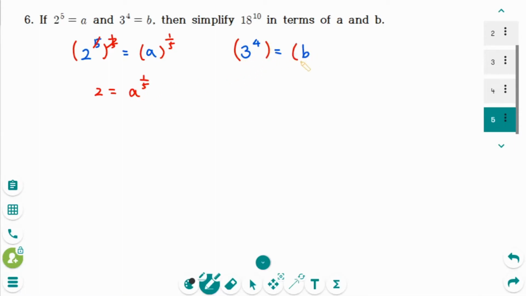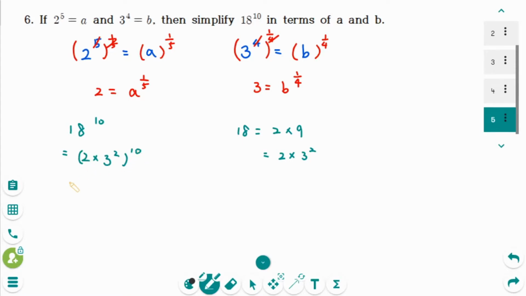Write the power of 1 over 4 on each side. Then 3 equals B to the power of 1 over 4. The question is 18 to the power of 10. 18 equals 2 times 9, which is 2 times 3 squared. So we can rewrite 18 as 2 times 3 squared, then to the power of 10. Distribute: 2 to the power of 10 times 3 to the power of 20.